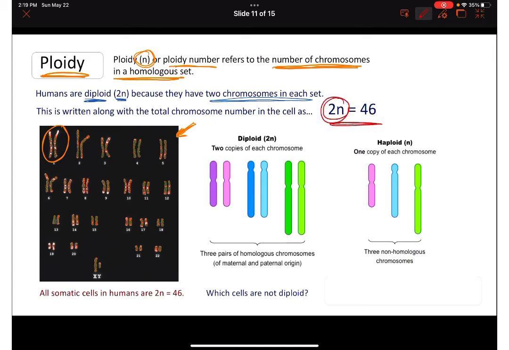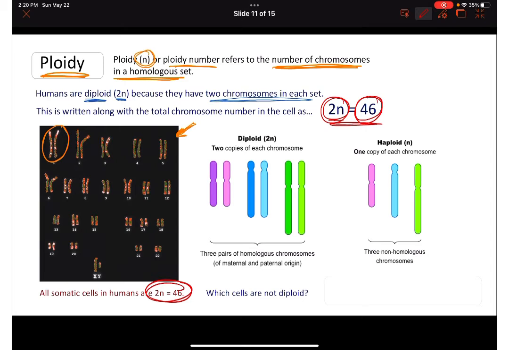2n, again, means that within each homologous set, there's 2 chromosomes. And 46 is the total number of chromosomes in the cell. So we have 46 total chromosomes, and those chromosomes are arranged in sets with 2 chromosomes in each set. And all of the somatic cells in the human body are going to be 2n equals 46.